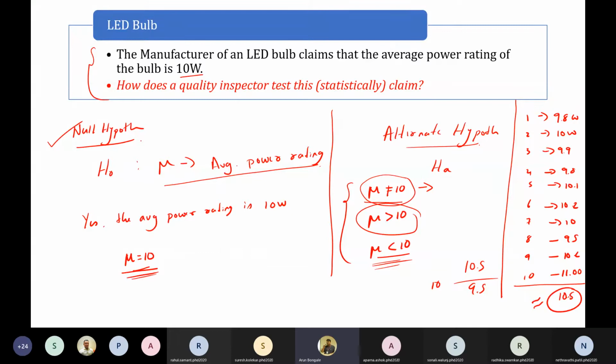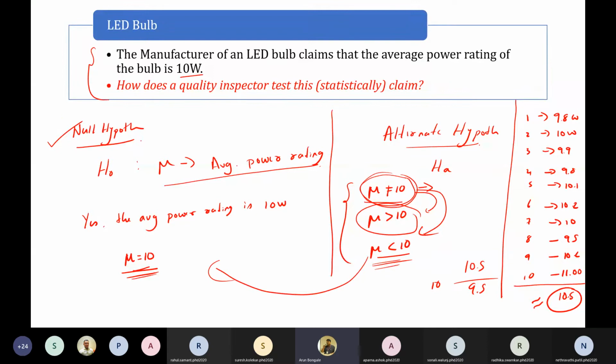If it is not 10 watts, it can be either of these. It can be less than or greater than. If it is greater than, I will not buy because that is not acceptable for me. If it is less than 10 watts, then no problem. It is complementary, or it is equal to the null hypothesis itself.